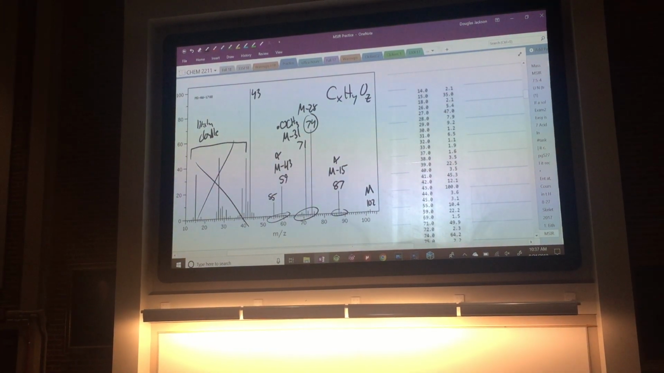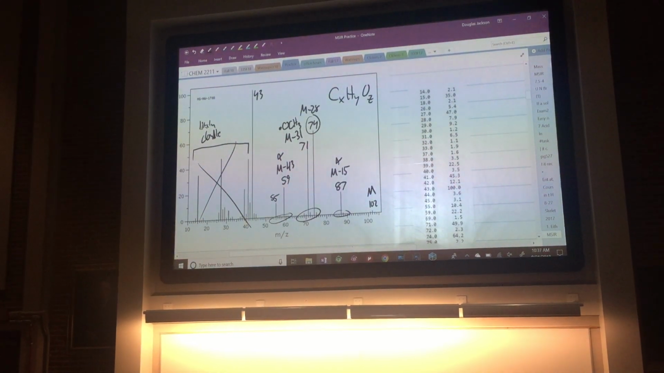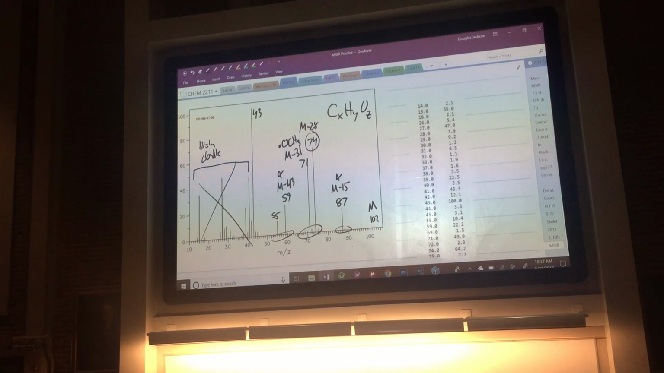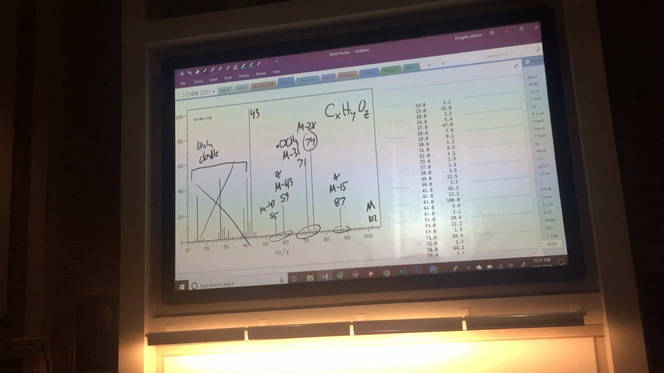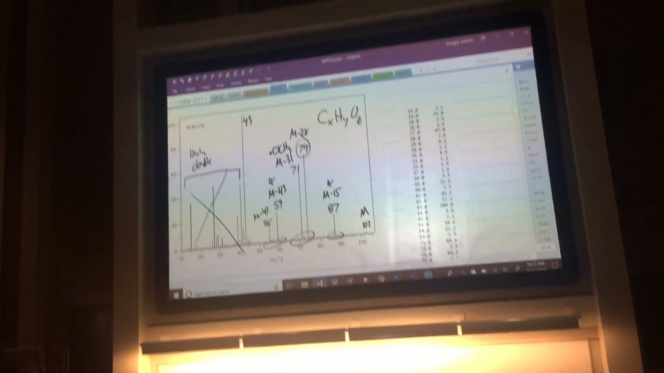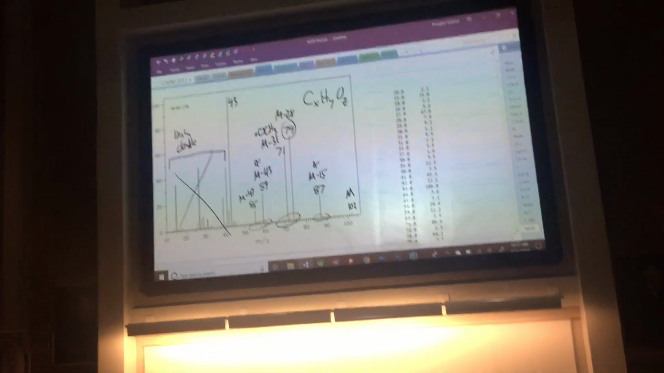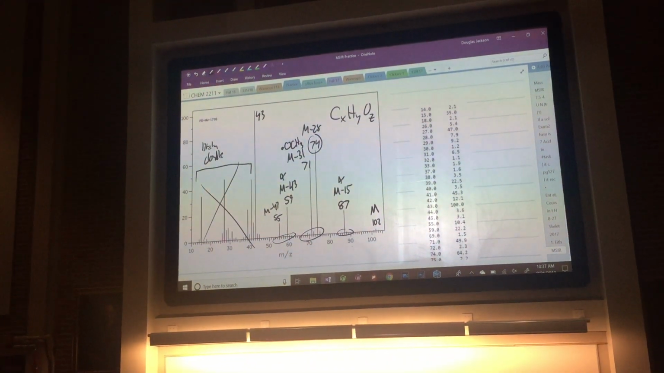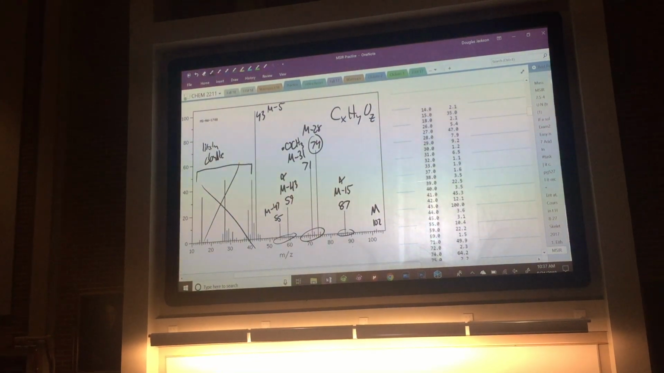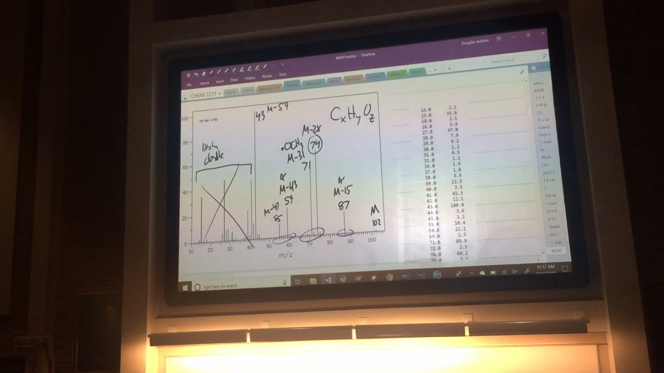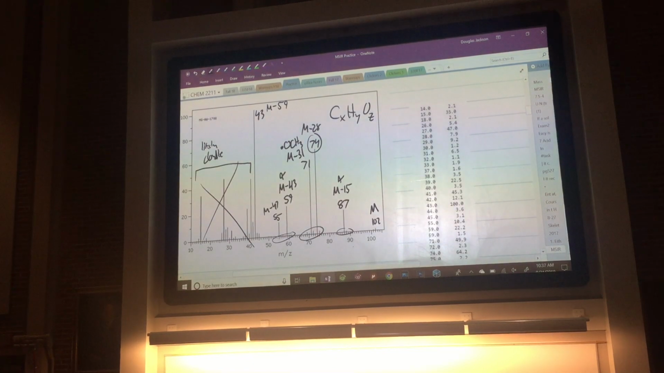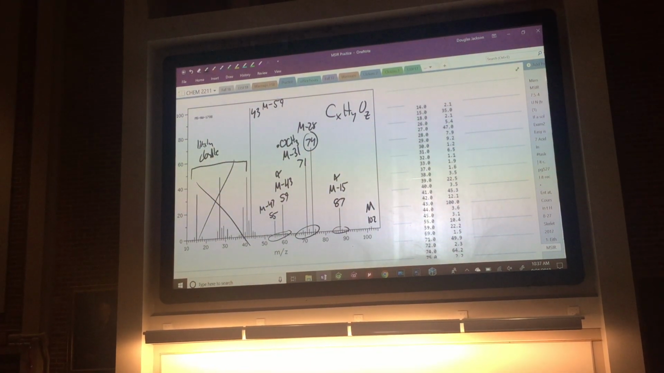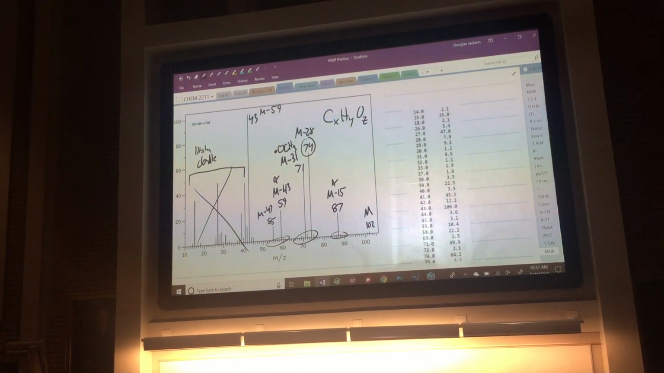55. Try again. 57, or 47, excuse me, and minus 47. Okay. Then 43, 102 minus 43 is 59. So we've got to have oxygen in it to be 59. There's no alkyl group that adds up to 59. 57 is an alkyl group.